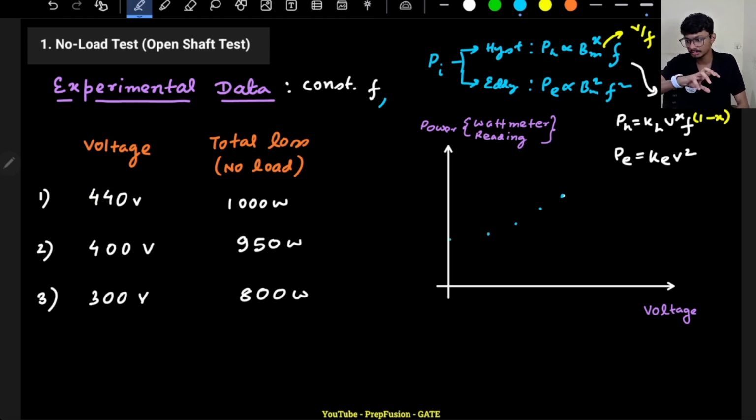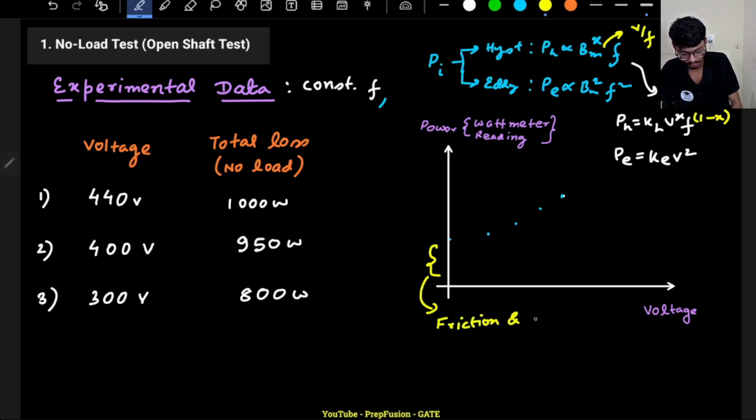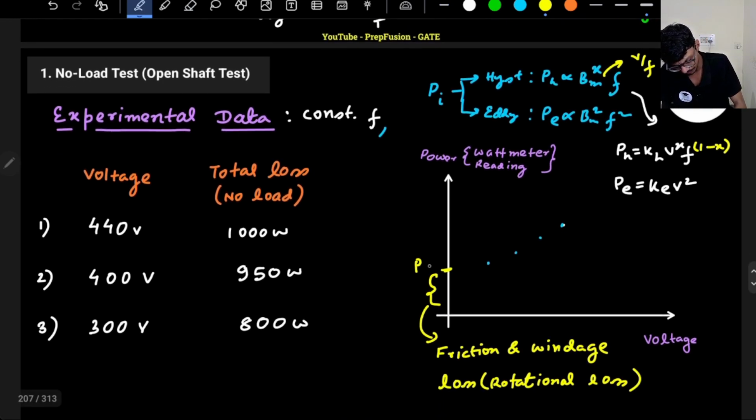At 0 voltage, basically when I'm disconnecting the supply, what will the loss be? It will be the rotational loss. When I'm disconnecting the supply, what losses will be there? It will be the rotational losses. Okay, so this will be the rotational, that is friction and windage loss, also called the rotational loss. If no supply is applied, it is called friction and windage or rotational loss. So this component we have already found out, right? This is the component that we have already found out.